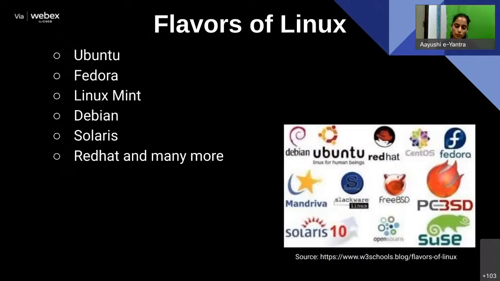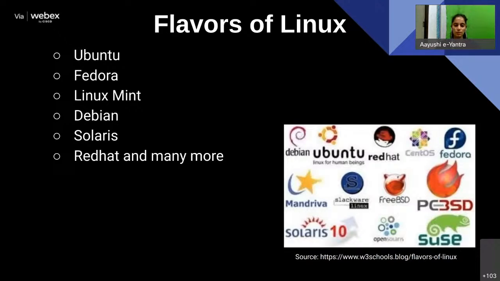As I said, it is an open source operating system. So many people use Linux shell to create their own operating system, or we can say flavor. Some of them are Ubuntu, which is very common nowadays. We all use that. Fedora, Linux Mint, Debian, Solaris, Red Hat, and many more. So this is one of the major advantages of Linux, that it is easily changeable, and you can customize it according to yourself and create your own operating system. So tech freaks can create their own operating system based on their application needs, just with the basic Linux kernel.